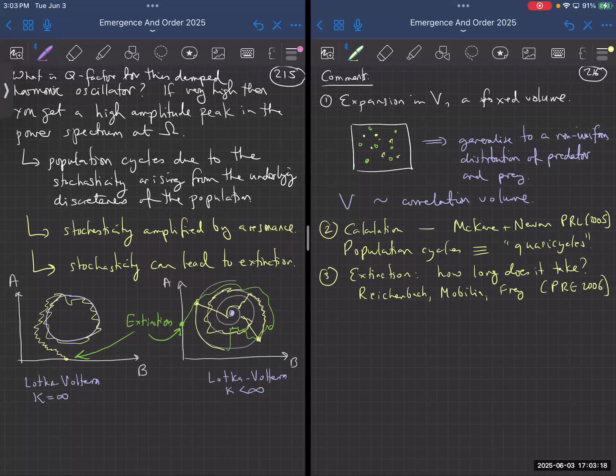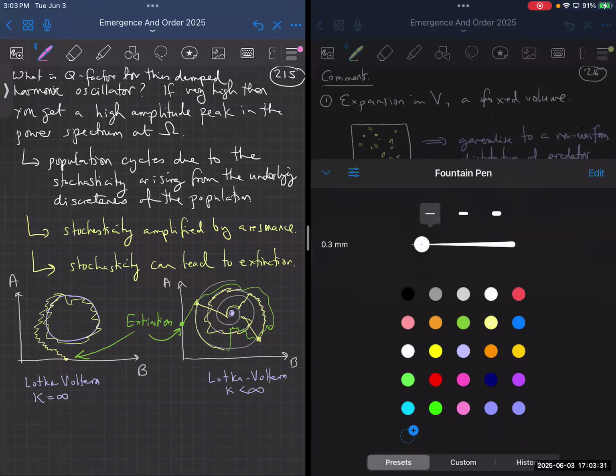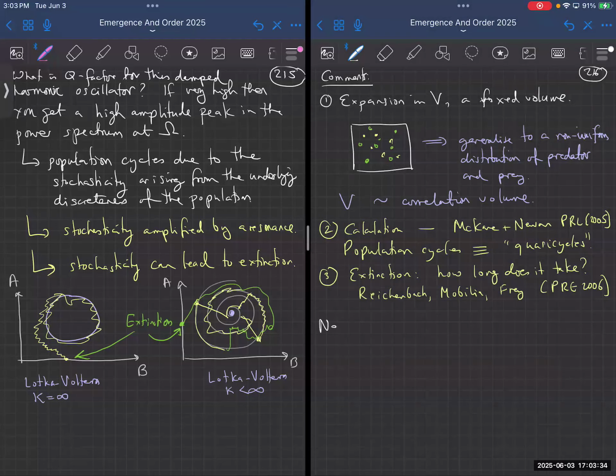Okay, so now I want to go on. Now we have to do space. So now I'm going to start space. We're not going to finish space today, but we're going to now put in space. So the next thing that we're going to do is include space.